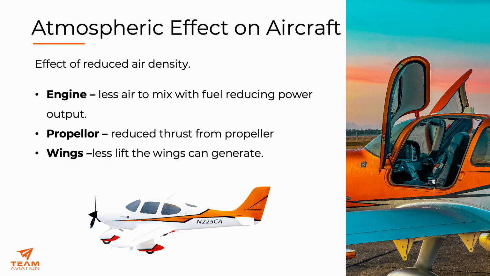As air density decreases, it directly affects the performance of an aircraft in 3 key areas: the engine, the propeller, and the wings. Engine performance. With lower air density, there is less oxygen available to mix with fuel, reducing engine power output. This means the aircraft may struggle to generate full power, especially at high altitudes or in hot weather. Propeller efficiency. A propeller generates thrust by pushing air backward. When air is less dense, there are fewer air molecules to push against, reducing thrust and overall efficiency.